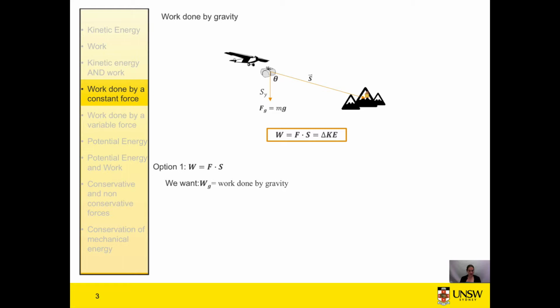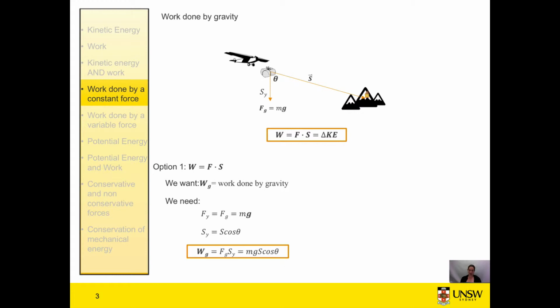So we need our force in the y direction, which is mg, and we also need our displacement in the y direction, which from our diagram we can see is equal to s cos theta, from our standard right-angled triangle and our trig. That means our work done by gravity is equal to Fg times sy, which is mg times s cos theta.